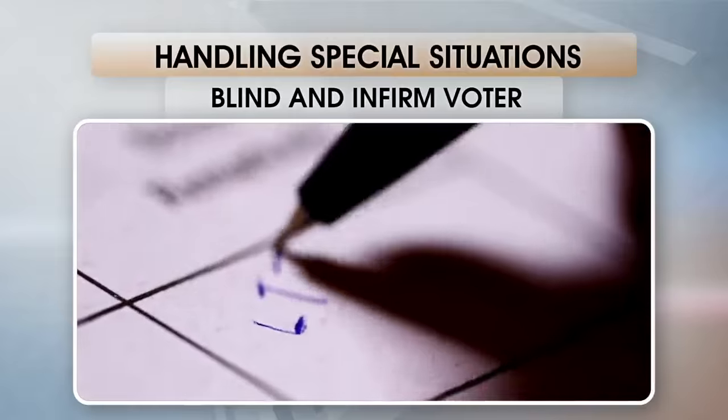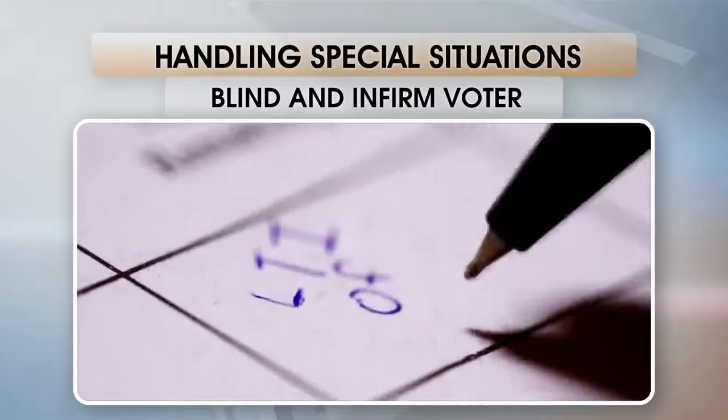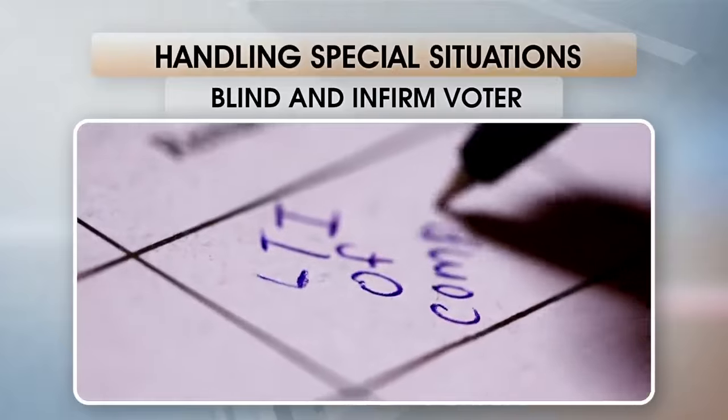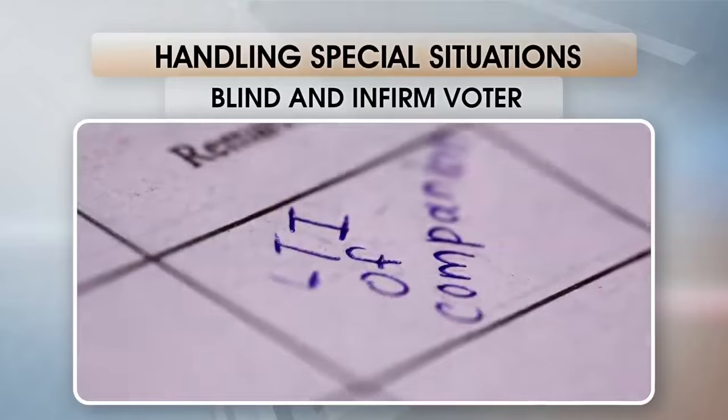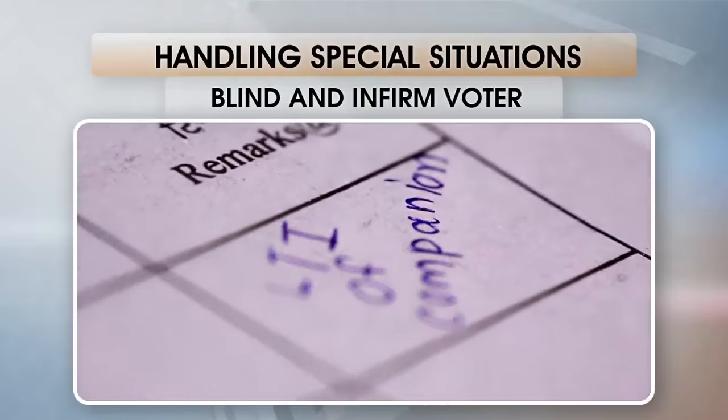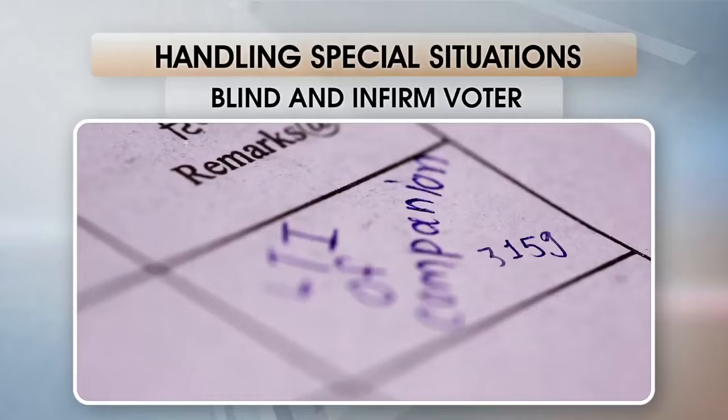A note should be made against each such entry in the remarks column of the register of voters that signature or thumb impression is of the companion. The last 4 digits of the identification document should be written in the remark column of Form 17A.